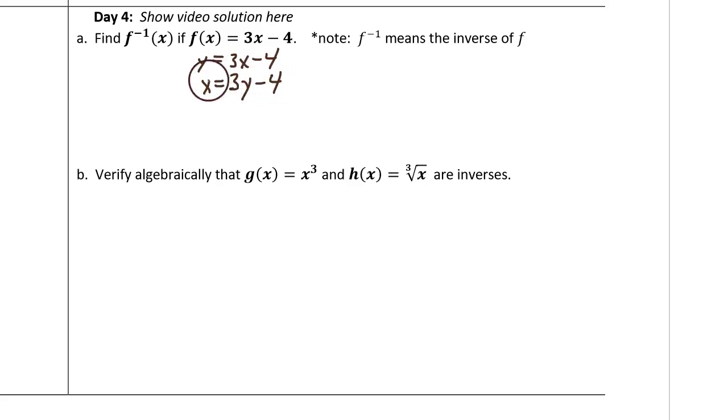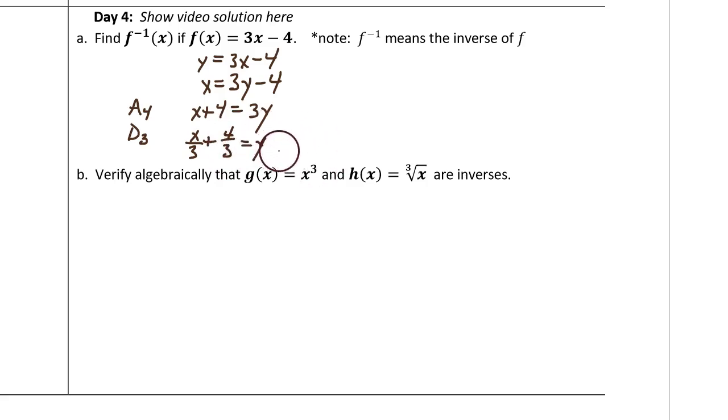Now, transform this equation to put it into the familiar slope-intercept form pattern. One way to do that is to add 4 to both sides. So we have x plus 4 is equal to 3y, and then to divide both sides by 3. So we have x divided by 3 plus 4 divided by 3 is equal to y.